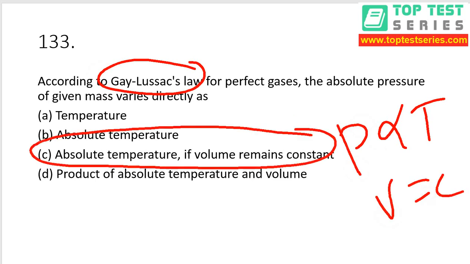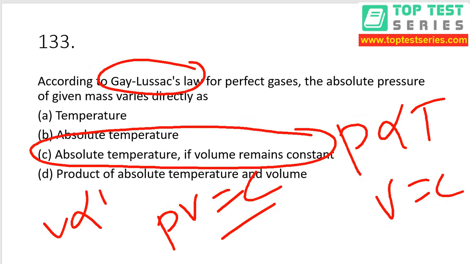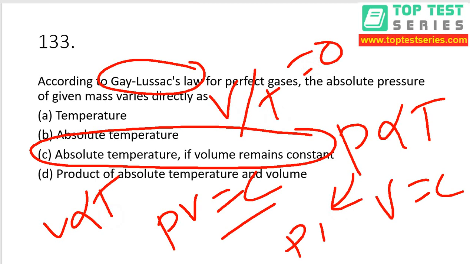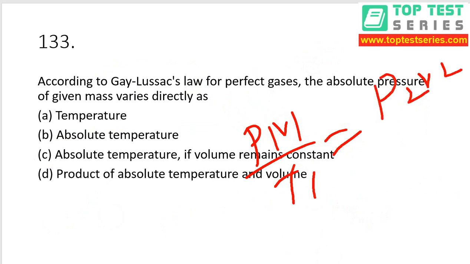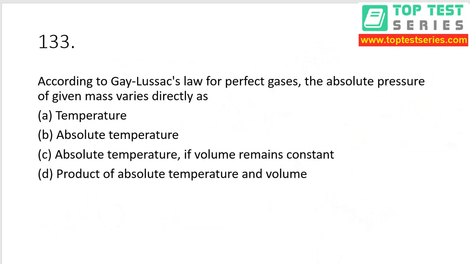If you're talking about Boyle's law, PV is equal to constant. If you're talking about Charles' law, V proportional to T, that means V upon T is equal to constant. Here you can say that P upon T is equal to constant. Combining all the laws, my dear, what will happen? P1 V1 upon T1 is equal to P2 V2 upon T2, right? So this is an amazing thing.